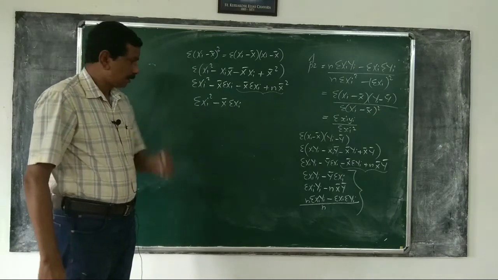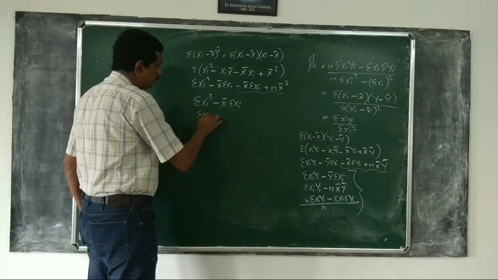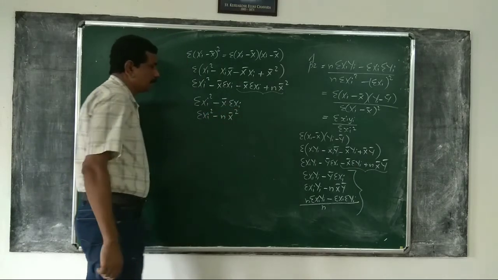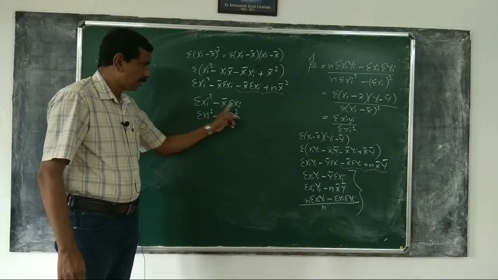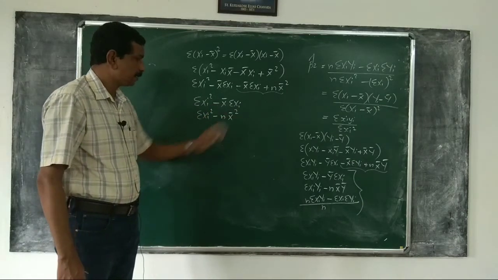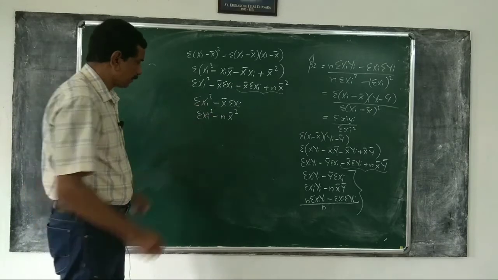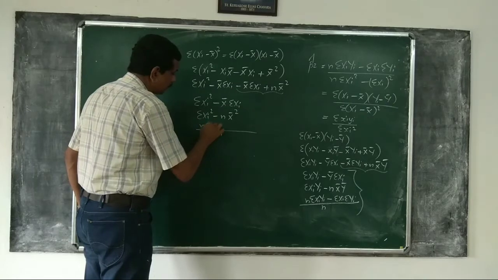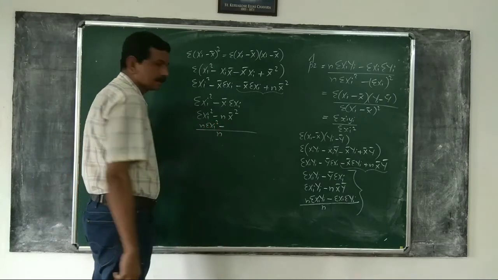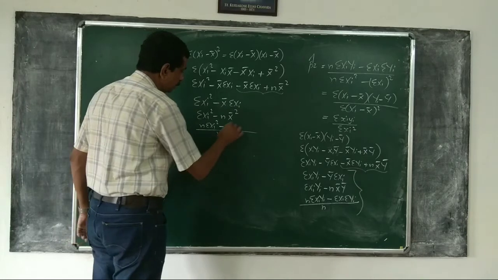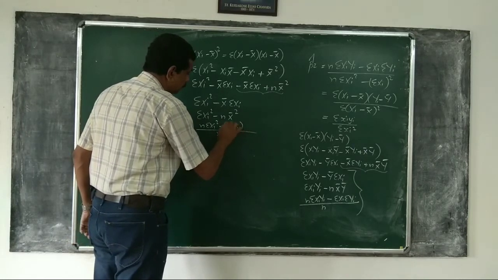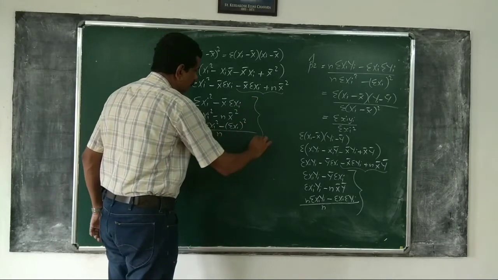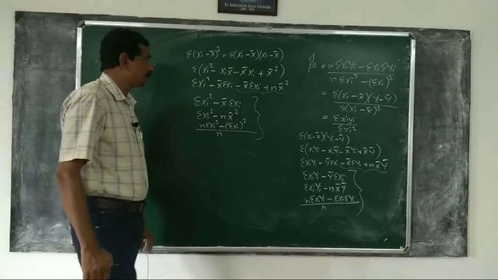The second expansion is sigma xi square minus n into x bar square, multiplying with an n and dividing with an n. Also from this expression, taking n common, we can write n into sigma xi square minus sigma xi the whole square, all divided by n. So these are the three expressions for the expansion sigma xi minus x bar square.